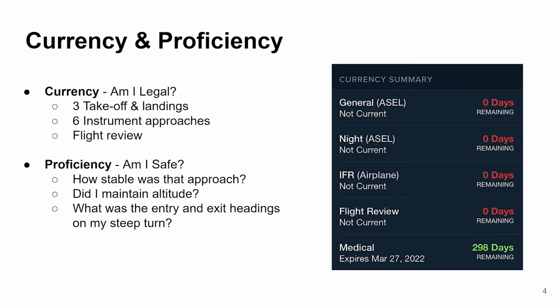Proficiency, on the other hand, answers the question, am I safe? When I think of proficiency, I think of questions like, how stable was that approach? Did I hold my altitude well during the cruise? Or even, what were my entry and exit headings on my third steep turn? Answering the question, how proficient am I, is a bit more difficult than just counting landings and approaches. It requires us to look at how well we flew on multiple flights and look for trends in our flying. Today, I plan on exploring this idea in a bit more depth using CloudAhoy.